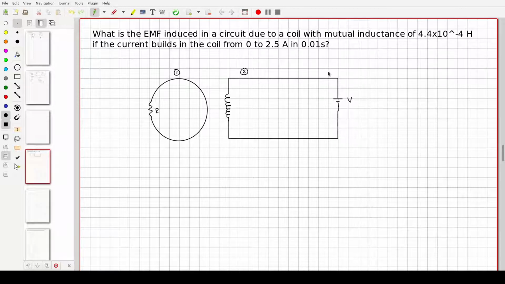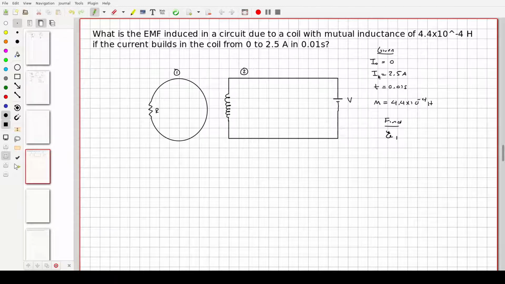We're going to assume that we've closed the circuit and that our initial current here was 0, and our final current passing through our circuit is 2.5 amps. Now, it takes 0.01 seconds for it to build from 0 to that. We also have this mutual inductance that sits between the two, which is 4.4 times 10 to the minus 4th henries. So this is what we've been given. And what we're trying to find is the EMF that's been induced in circuit 1.